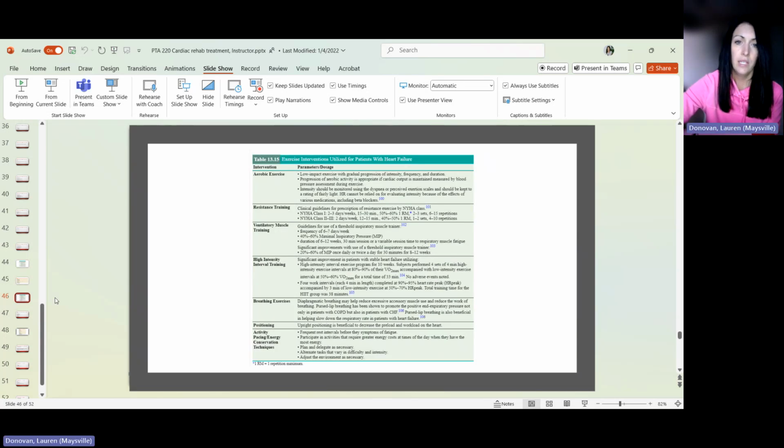These are exercise interventions utilized for patients with heart failure. So yeah, what do you think I'm going to say? Make sure you know this table.